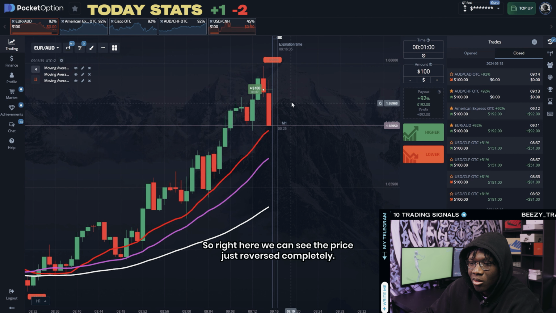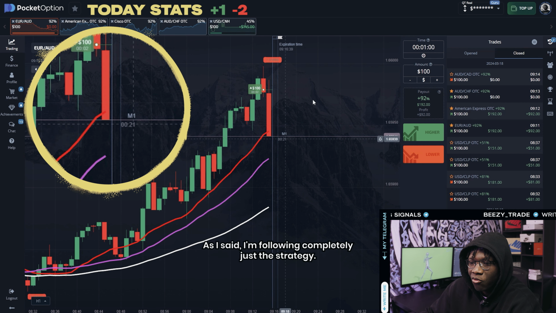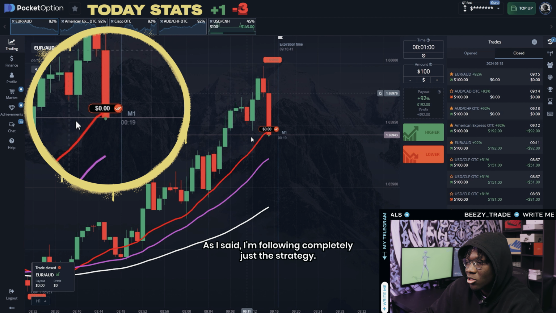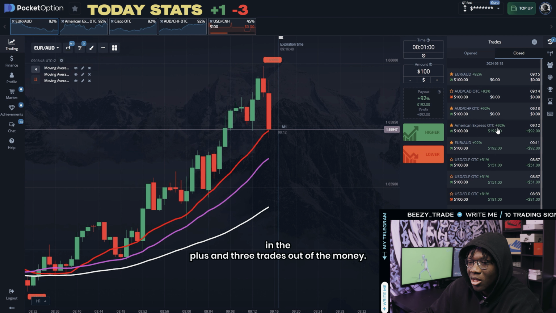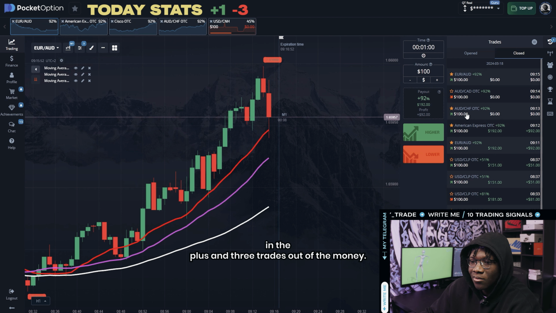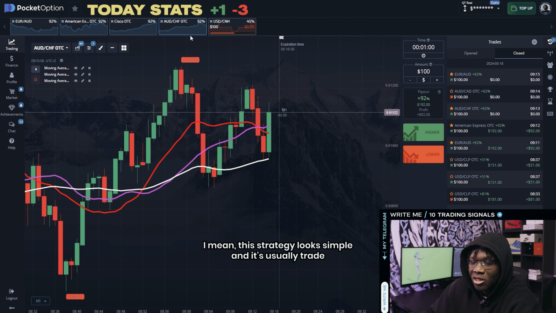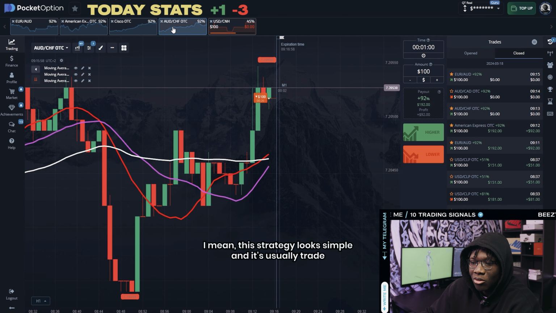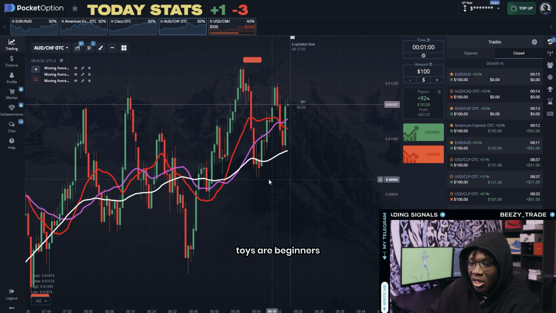So right here, we can see the price just reverse completely. As I said, I'm following completely just the strategy, and you can see that's our third loss. So we're two trades in the plus and 3 trades out of the money. So despite the fact that this strategy looks very simple, and it's usually trained towards beginners.